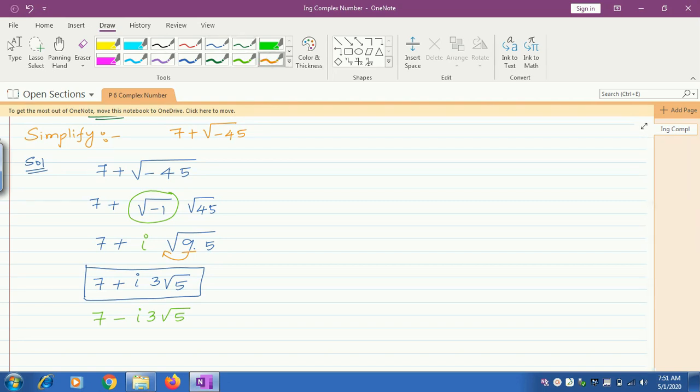Now we will discuss the addition of complex numbers. Addition.